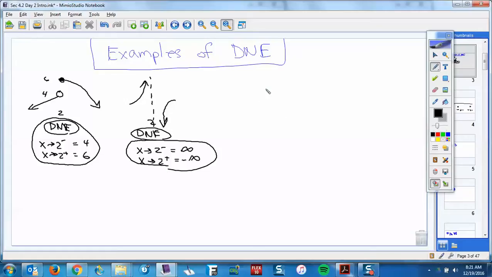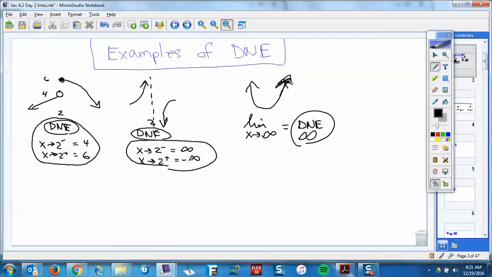Now, what are some other examples? Well, plain old parabola, right? The limit as x approaches infinity. Well, we would want to say does not exist, and then we would say infinity, right? Because as x goes to infinity, this thing is just going up, up, up, up, up, like that. Or e to the x, or something like that, right? Here's another interesting one. The limit as x approaches infinity of sine x.